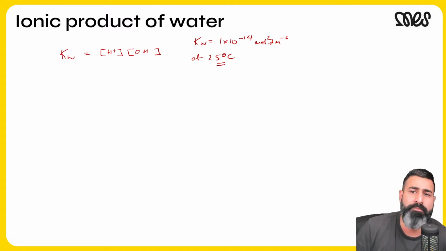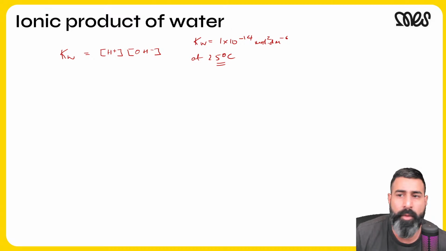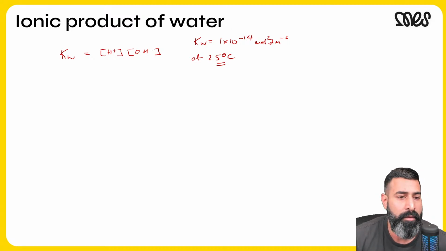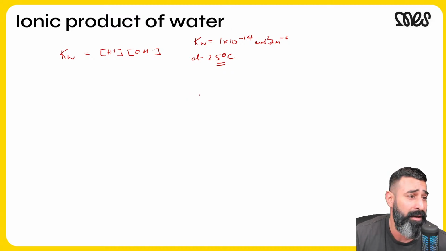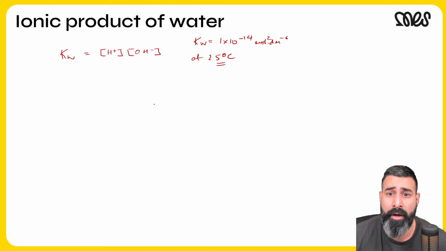Why do I have to quote a temperature? Why don't I just say the number and not quote a temperature? Not a trick question. We covered this last week. Because K is a constant for a specific temperature. So what we're really saying here is that the value of K is dependent on the temperature at which the reaction occurs.